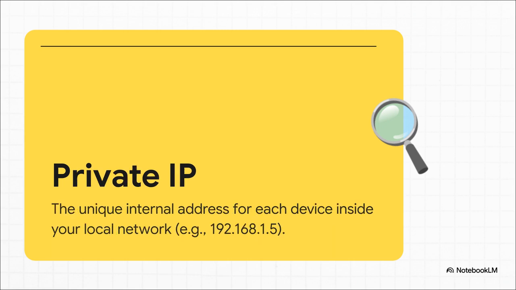But of course, inside that building, every single device, your phone, your laptop, needs its own address too. That's where your private IP comes in. It's like your specific apartment number, say apartment 5B. These addresses only work inside your local network, and they let all those devices share that one single public IP.